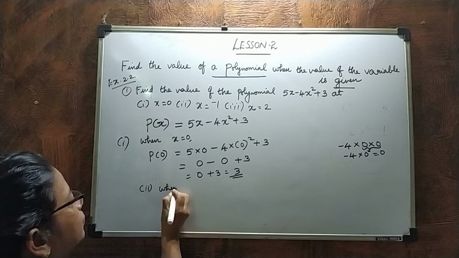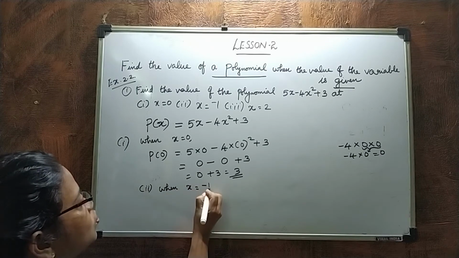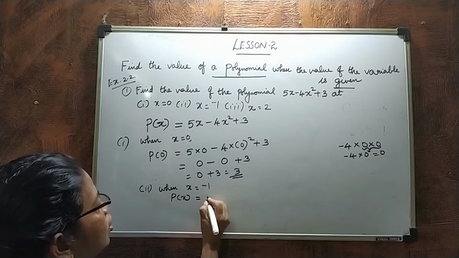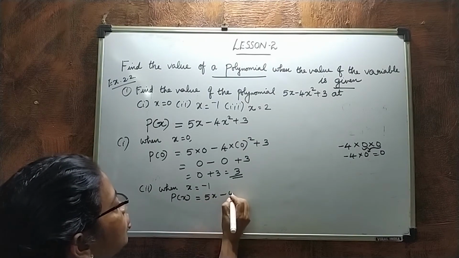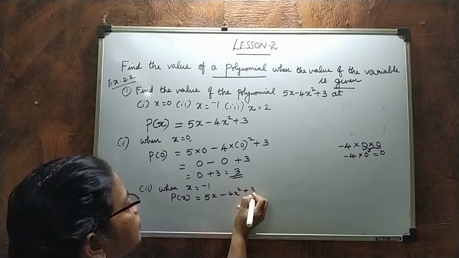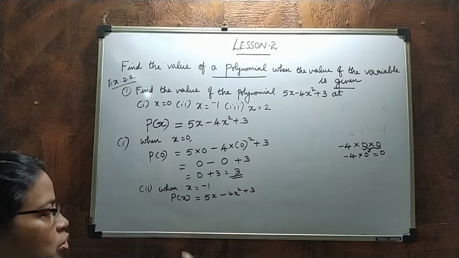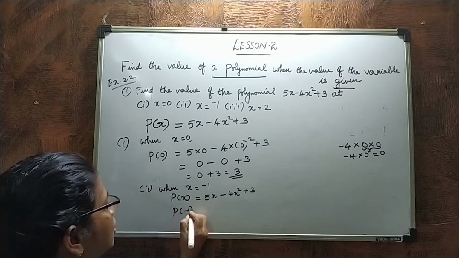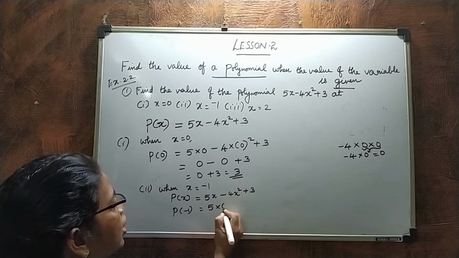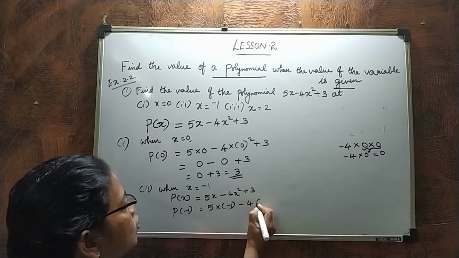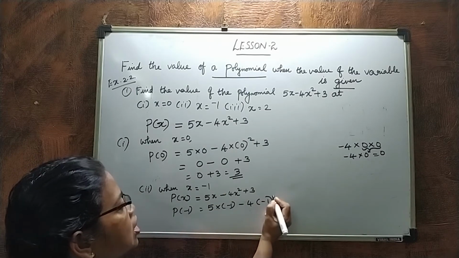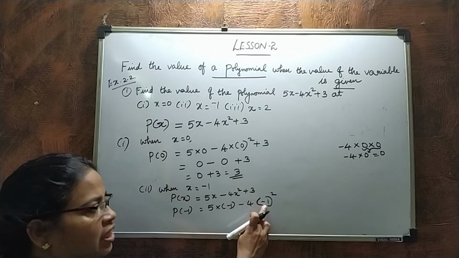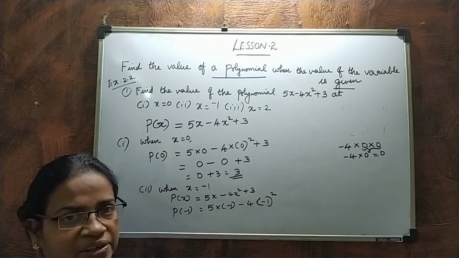When x is equal to negative 1, p of x is already given, right? Once again, 5x minus 4x square plus 3. What is the next step? Substitute negative 1 instead of x. So, p of negative 1 equals 5 into negative 1 minus 4 into negative 1's whole square. Why did I put a bracket here? Because it is already 1 with a negative sign.